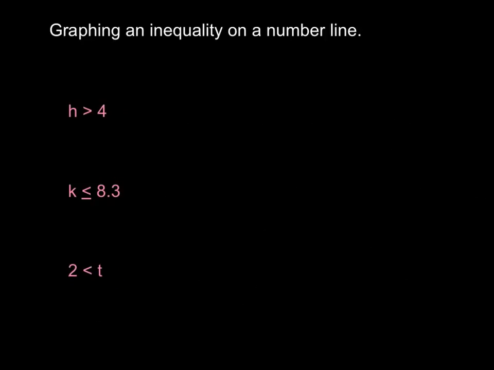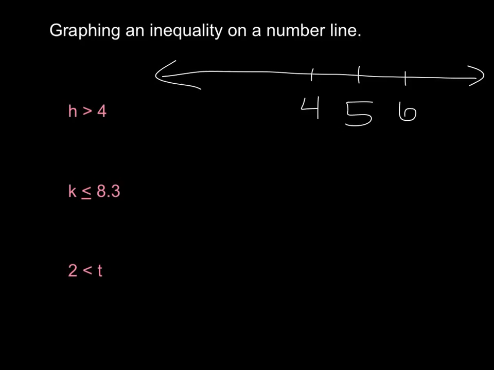Alright, the last part is to be able to graph an inequality on a number line. So the first thing you need to do is to read the inequality like we did. So for this first one, it says h is greater than 4. So on the number line, I'm going to start with putting 4 in the center and make sure that your number line is ascending to the right and descending to the left. And then we're going to decide if this value equals 4 or not. And if you notice here, this says h is greater than 4, so it's not equal to 4.